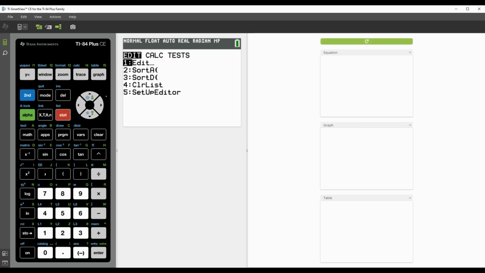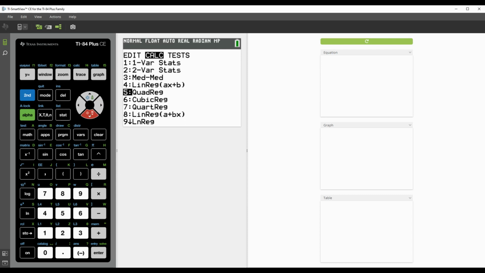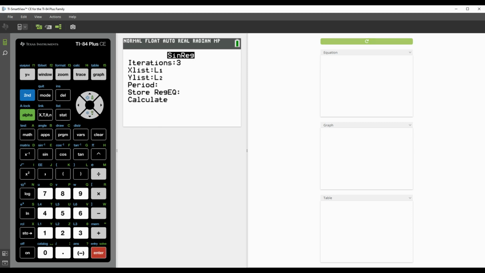I go to Stat. I want to make a calculation. I go down to the sine regression. Keep going. Keep going. There it is. Okay, so it's definitely going to do sine. It's not going to do cosine. And you can just leave whatever is there. Just go straight to calculate, as long as it says list 1 and list 2. And there you go. It gave it to you.